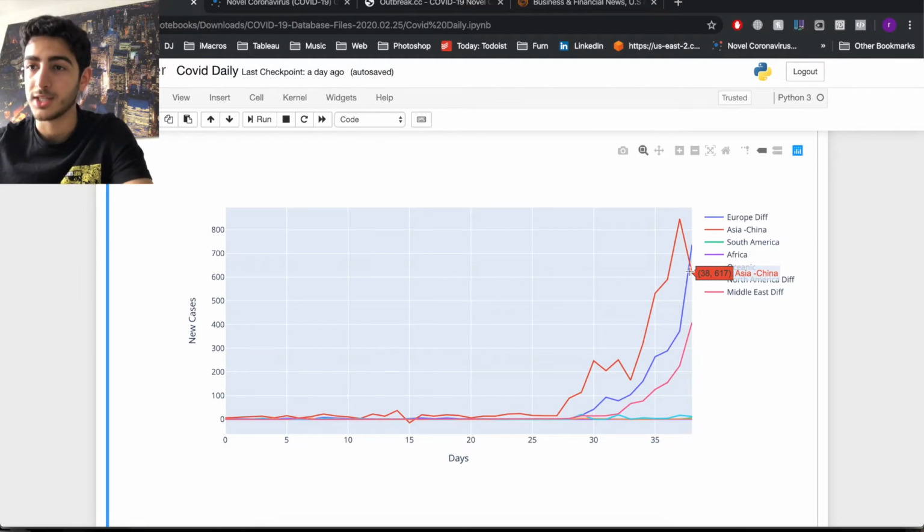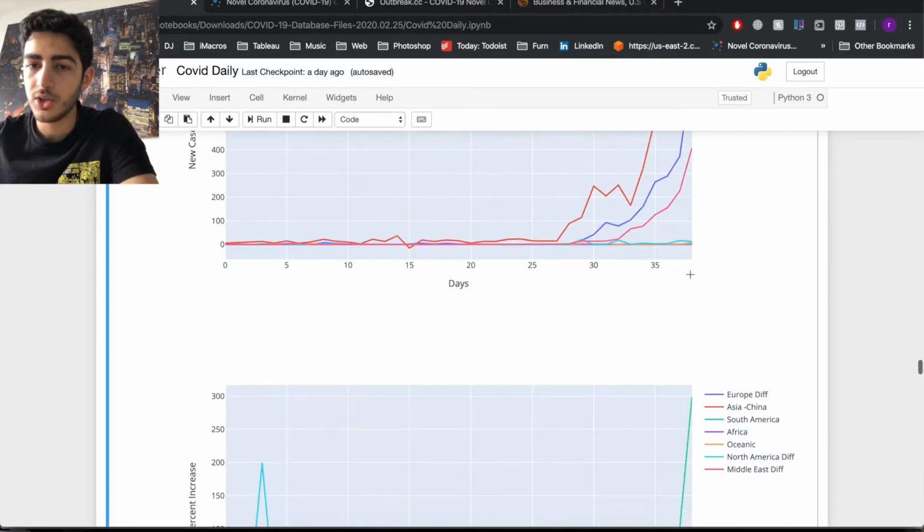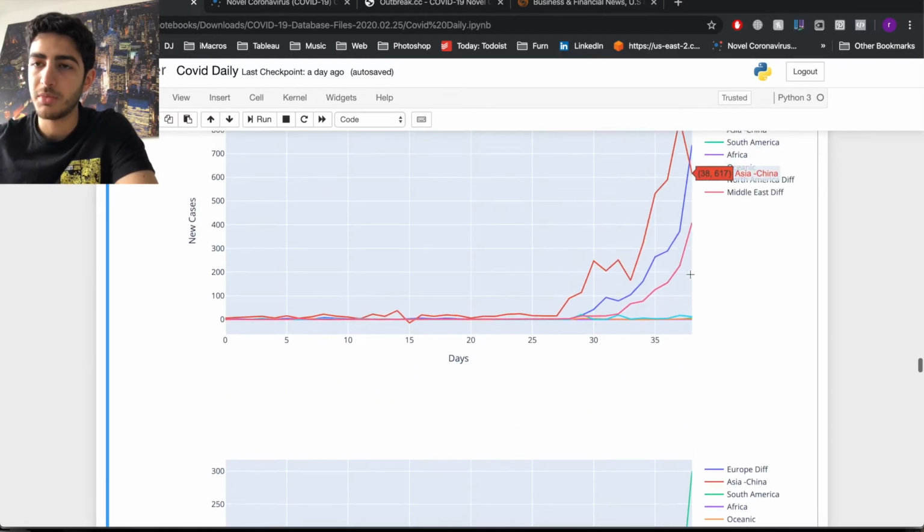It's always increasing. And it's increasing at pretty high rates. I mean, yesterday there were 846 new cases in Asia without China. And today, 617. The only good news in Asia is that the number of new cases is decreasing. And we'll take a look at the percentage change after, and that should make more sense.